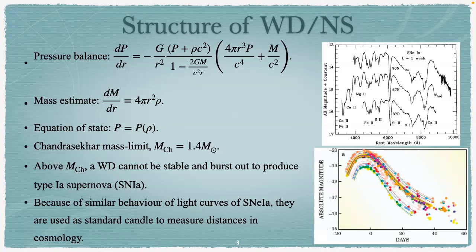And if you see here, the higher the peak luminosity, the slower the declining rate. This is called the Phillips relation, which is eventually used as a standard candle to measure distances in cosmology, which is very important. Even though they don't have exactly the same luminosity, their trend is very similar: the higher the peak luminosity, the slower the declining rate.